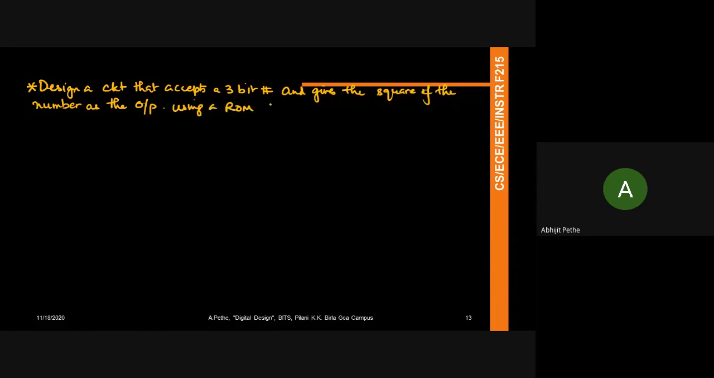First of all, let's think about what is the size of the ROM we need. You don't have to worry about positive and negative numbers. Let's assume these are all unsigned numbers. So I want to decide what kind of memory I need to use here. First tell me how many inputs are there, how many outputs are there here.